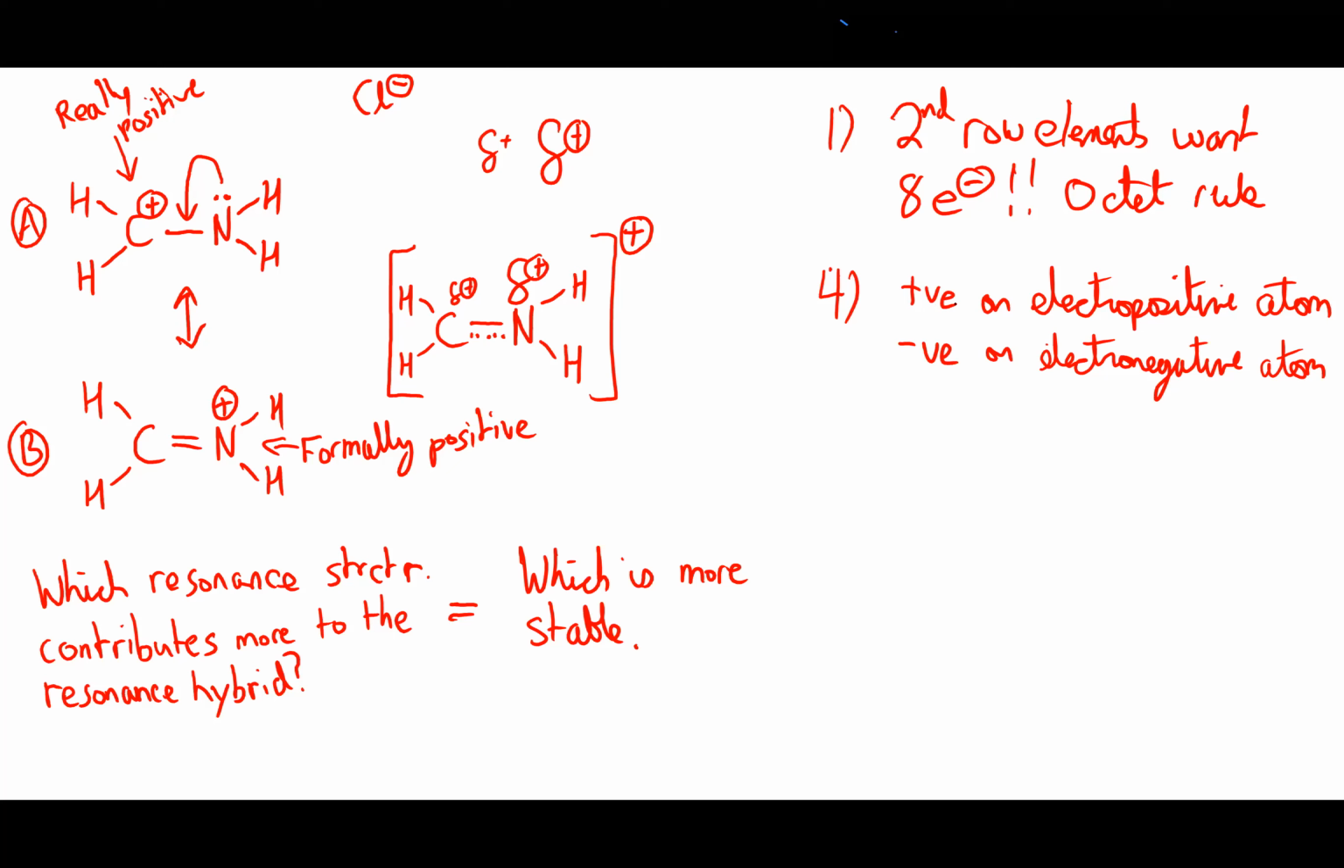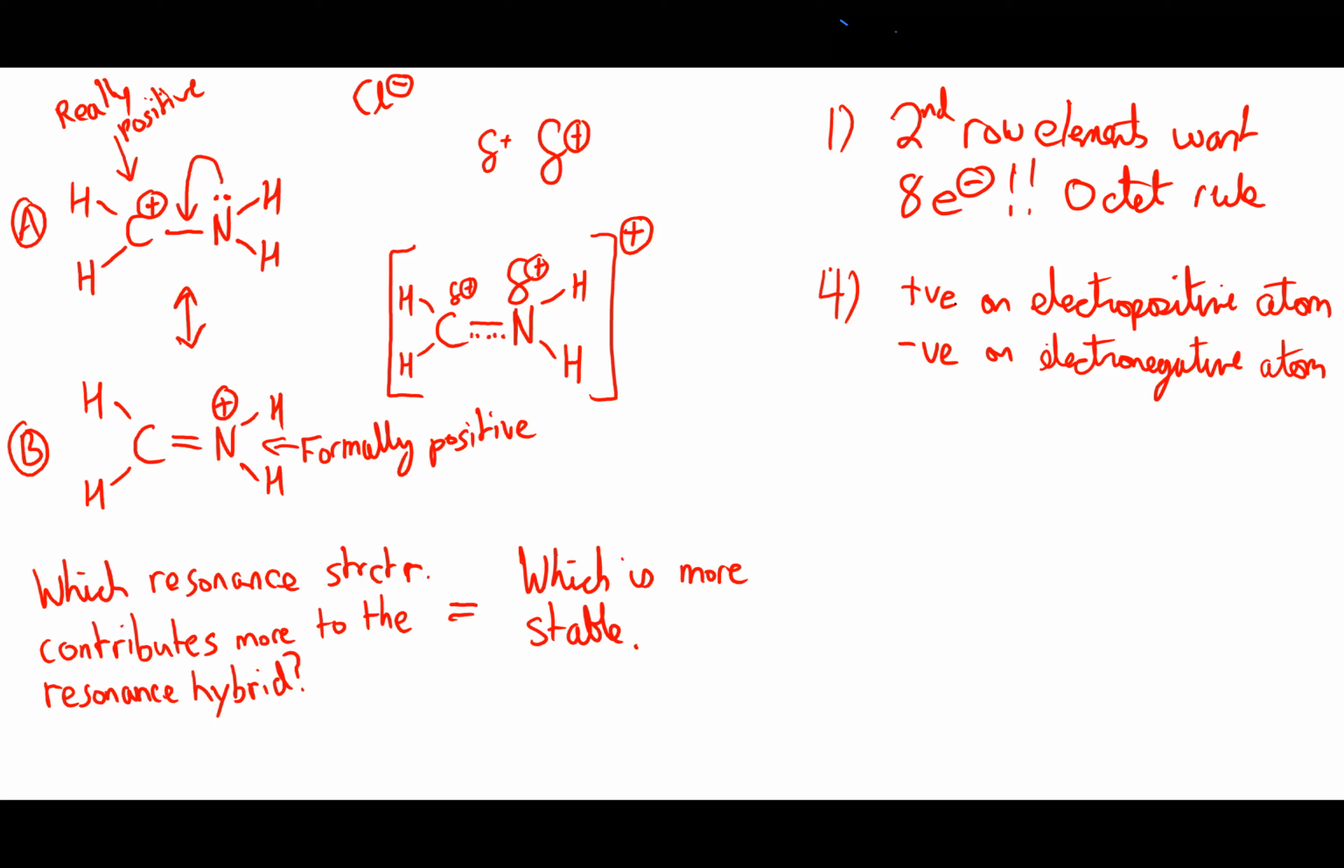So rule number 4 is put the positive charge on the electropositive atom, put the negative charge on the electronegative atom. That only comes into it if you don't solve your problem earlier. And we did. We're comparing A and B. We hit rule number 1. We want octets. In B, everything has its octet. In A, not everything has its octet. B is more stable than A.